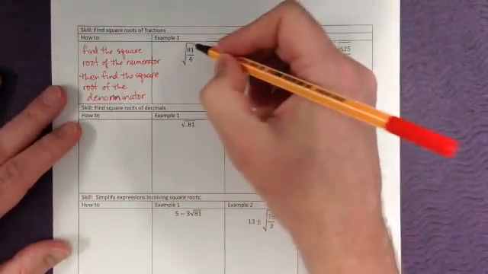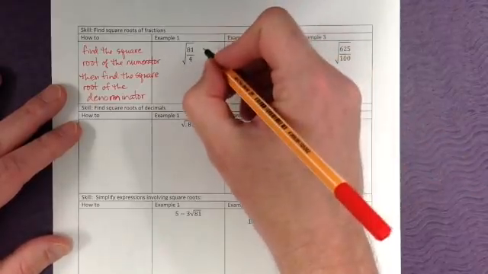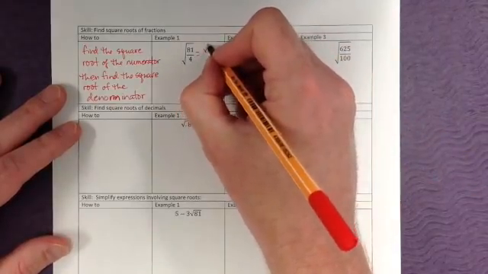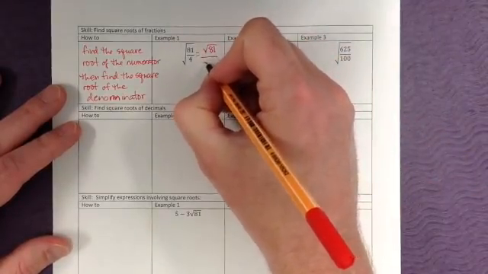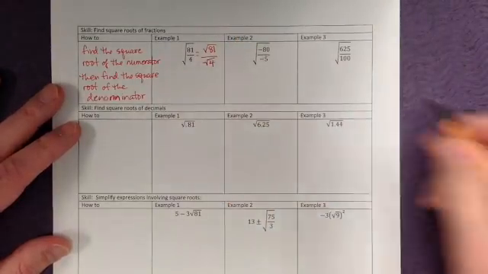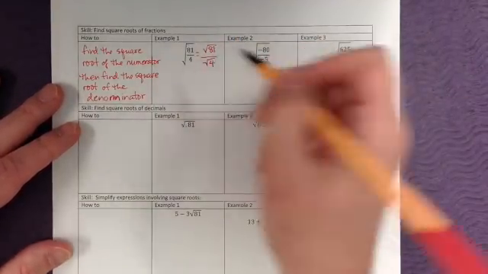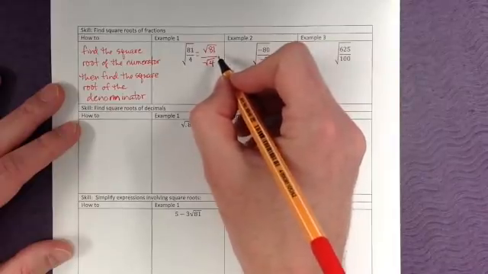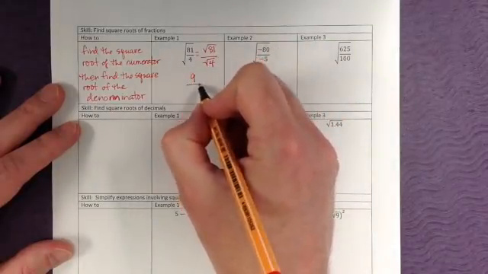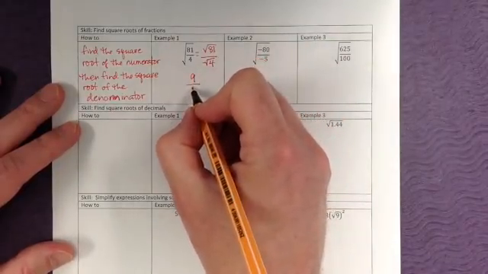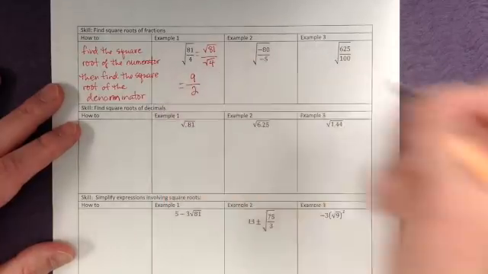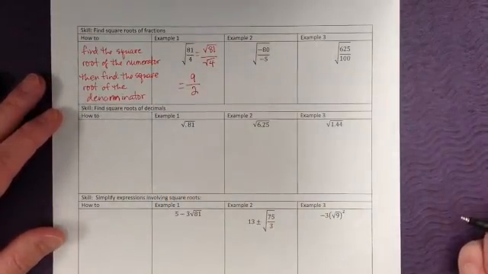Okay? So if I have the square root of 81 over 4, I can separate that into the square root of 81 over the square root of 4. And I know that the square root of 81, by looking at my perfect squares chart, is 9, and the square root of 4 is 2, and so that is what the square root of 81 over 4 is.